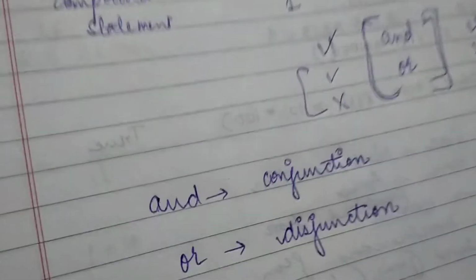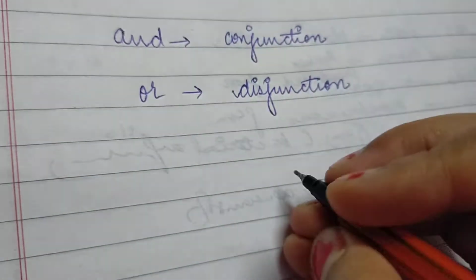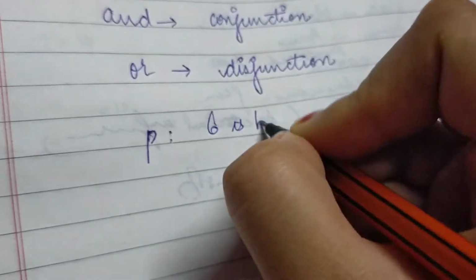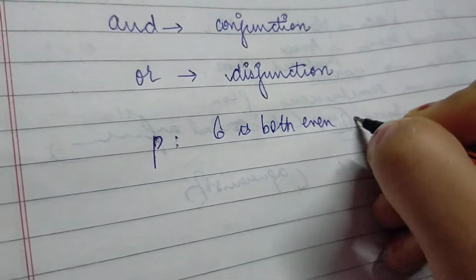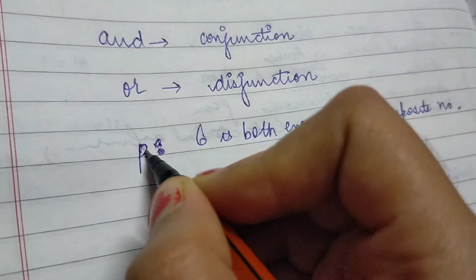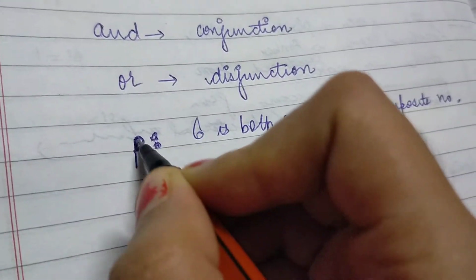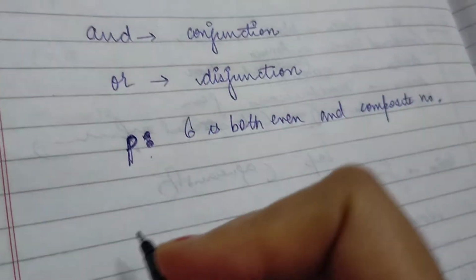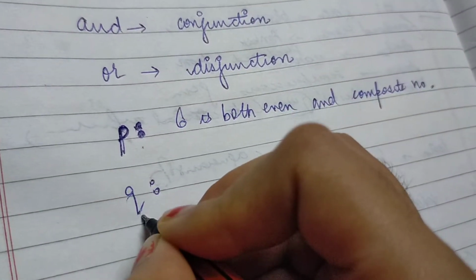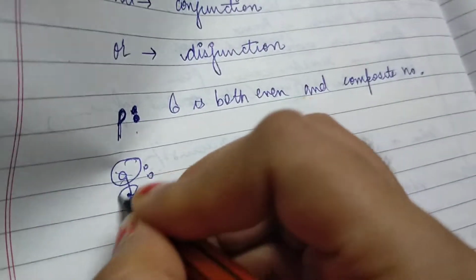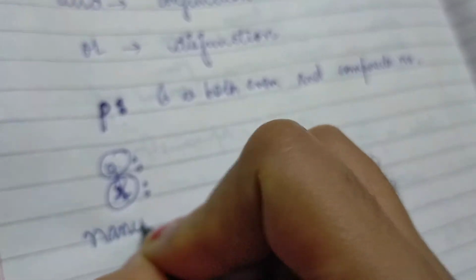Like in mathematics, how do we present a statement? For example, this statement: 6 is both even and composite number. We'll represent it like this. Here we give the name of the statement, like p, and a colon. So statements are represented in this form. This is the naming convention.